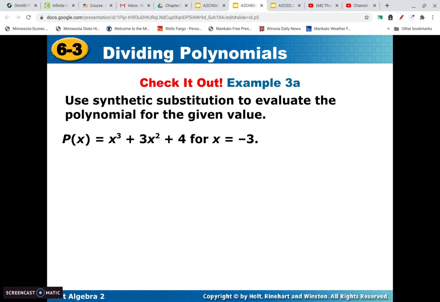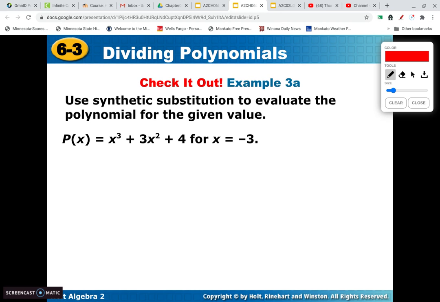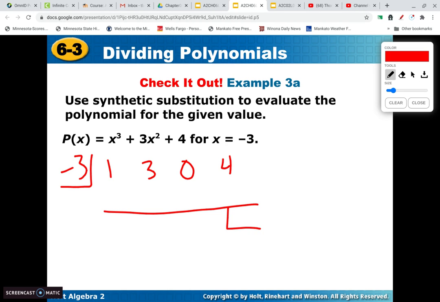All right, so let's try to do this one all on our own here. Let's see what happens. Let's put -3 into the box. We have 1, 3. Oh, no x terms, so make sure to put a 0. That's where people make a mistake. Be careful. All right, so now our answer, if we were to put -3 in for x, is going to be the same thing as what we get in that box.